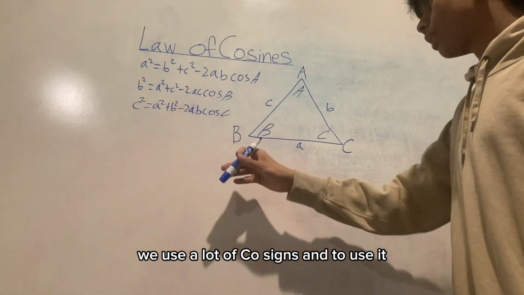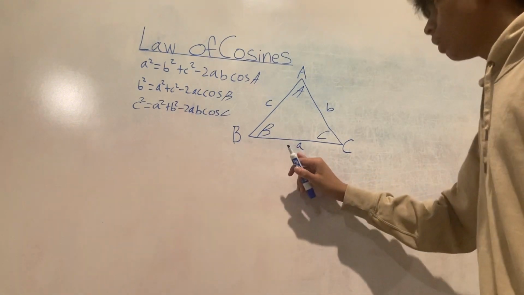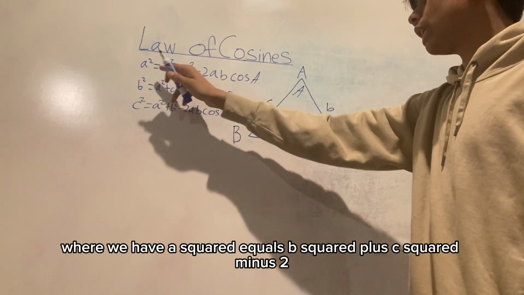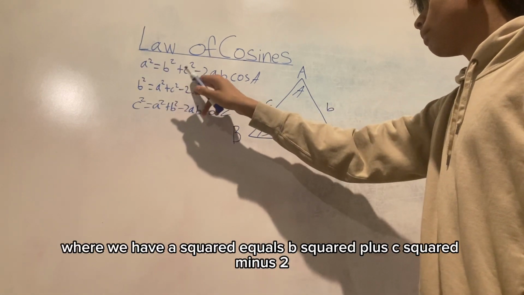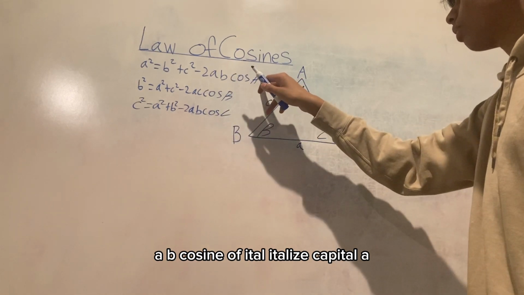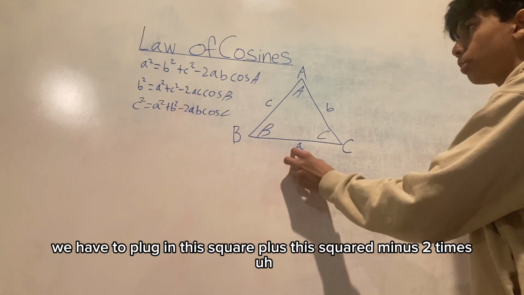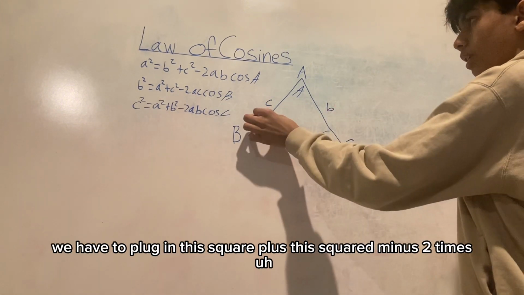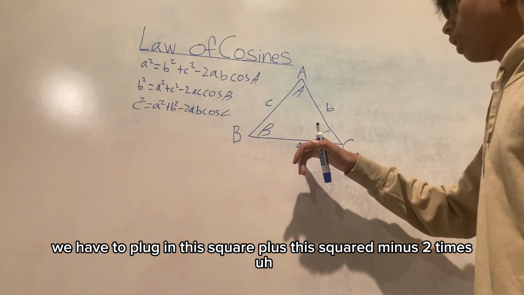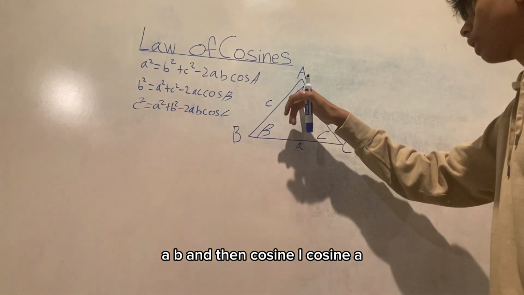And to use it, let's say we want to find this side right here. We would need to use this formula here, where we have a squared equals b squared plus c squared minus 2bc cosine of italicized capital A. So if we want to find this, we have to plug in this squared plus this squared minus 2 times bc, and then cosine A.